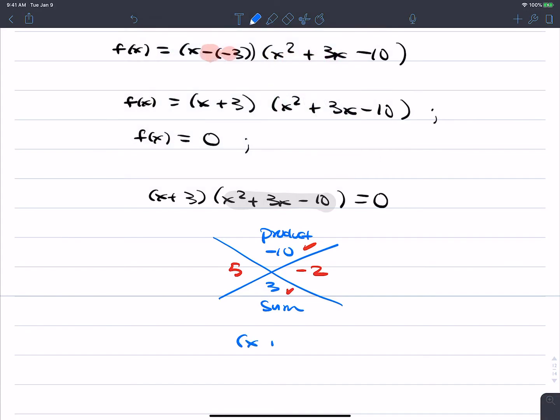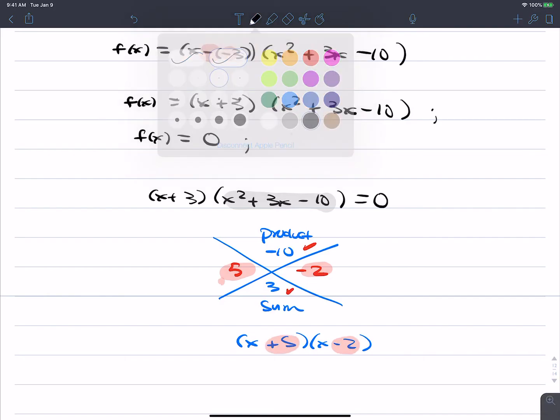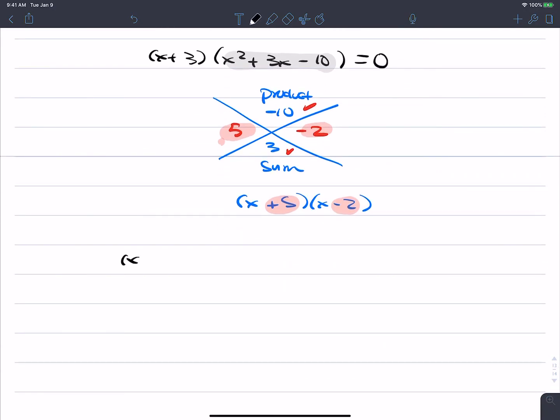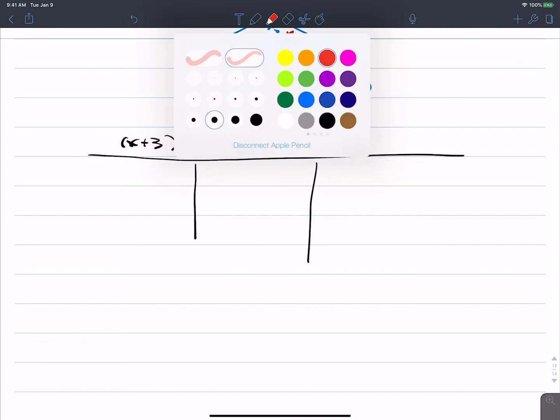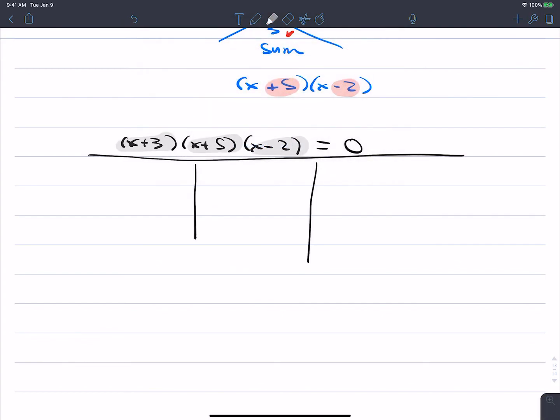So we're going to get x plus 5 times x minus 2 again, because we're going to use these values here and here. But all together, you have x plus 3 times x plus 5 times x minus 2 equals 0. Again, at this point, you could use the zero product rule, because again, you have a product of 3 terms equal to 0, so we can set every term equal to 0 here.